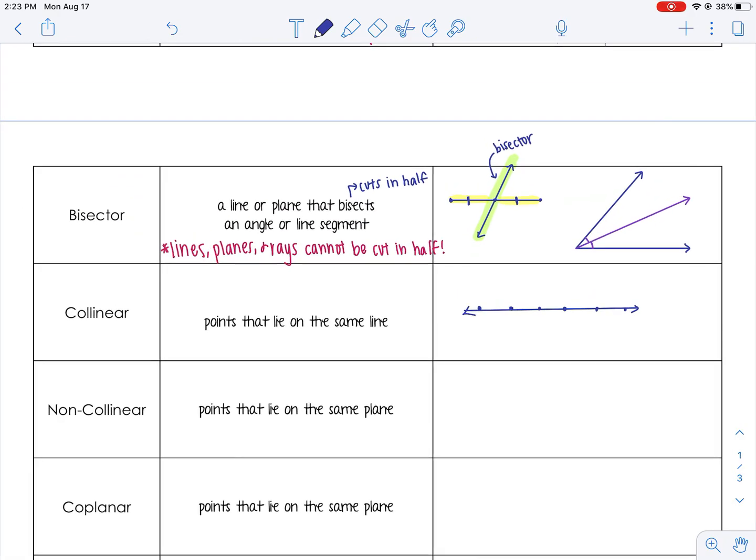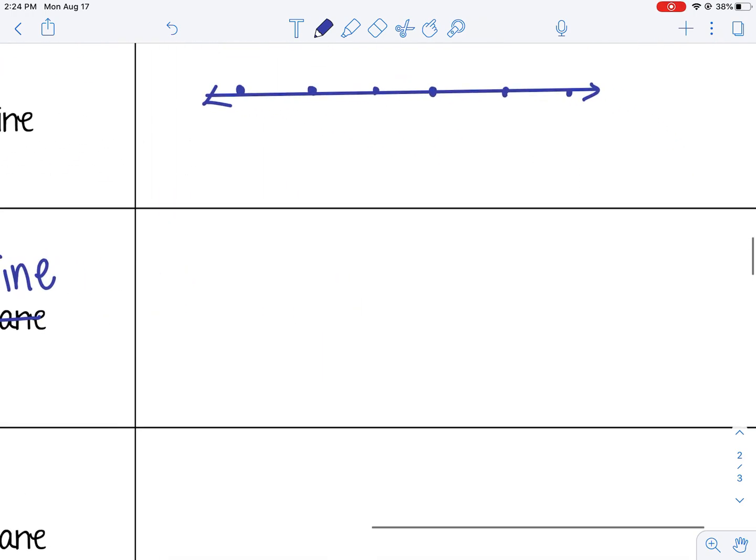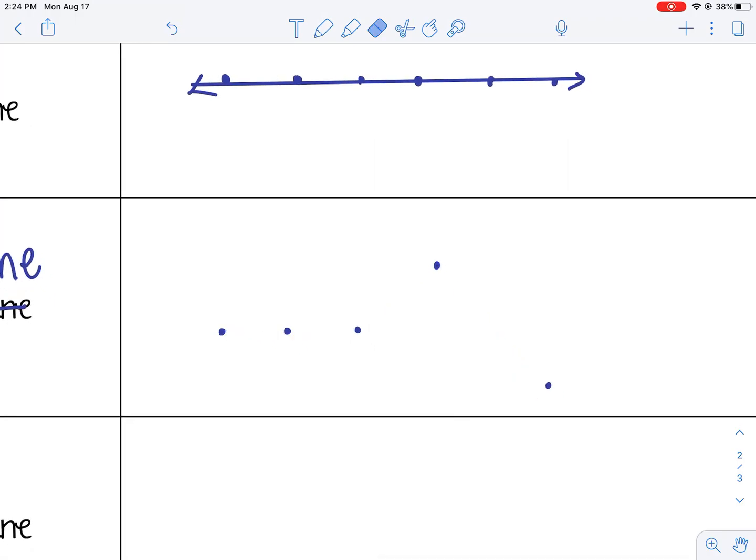Now, non-collinear points would be points that do not lie on the same line. For example, here's some points, but then I have one up here, or I have one down here. This is not a line. That's just something else. A line has to be straight and it has to connect through all of them. So these ones are out.